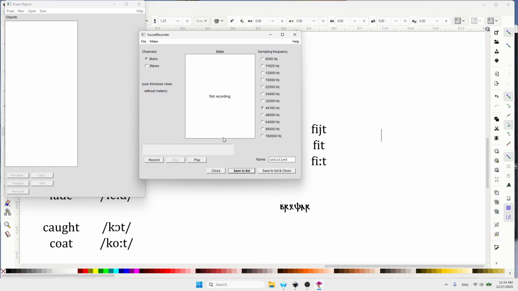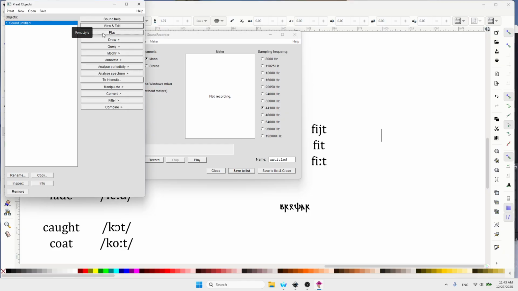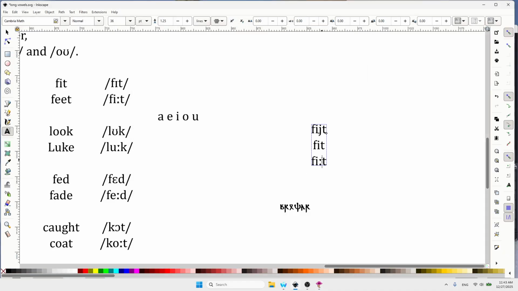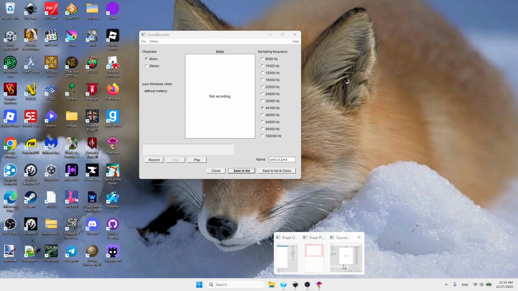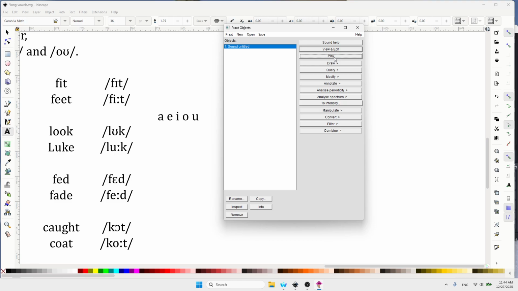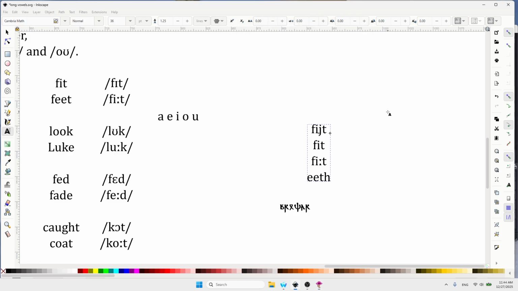Feet, feet, and then reverse it, and maybe I'll hear it, maybe I won't. Leaf, leaf, leaf. Now I don't know about you, but I just hear ETH is what I hear. But that should be an F, so maybe I'm just hearing it wrong. Leaf. Oh yeah, that is an F.